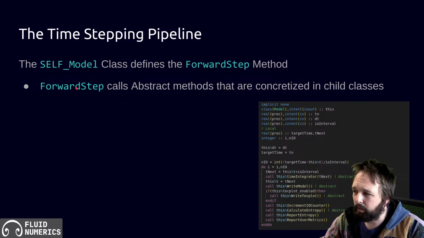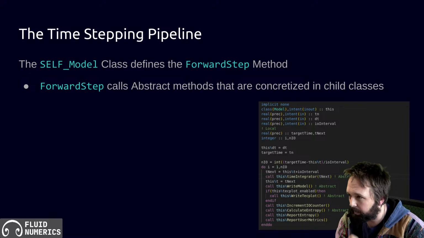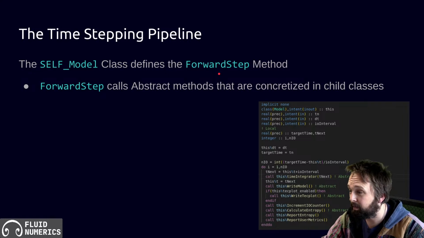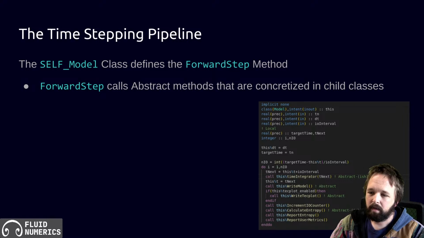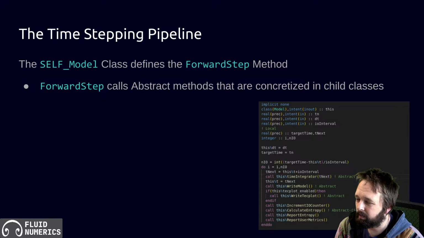So at the bottom end of all of the models implemented in SELF is an abstract class called the SELF model. That abstract class does have some concretized methods, but those concretized methods call abstract things. So we have what's called the forward step method. This is baked in for all of our explicit time stepping schemes, but it basically takes in a final time you want to get to, and how frequently you want to dump file I/O and report things like entropy, and then basically steps through doing that.